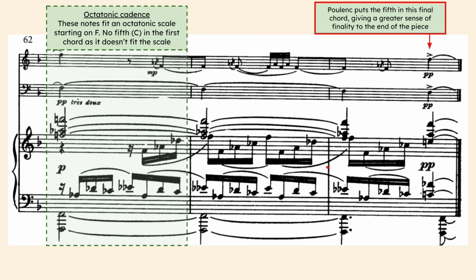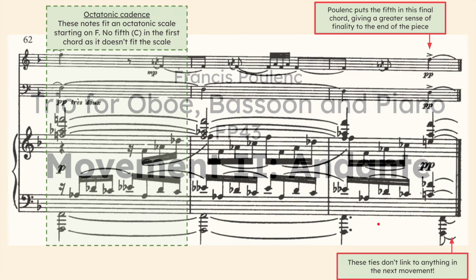The last odd thing to mention here are the time markings at the very end. You can just see them down here. They don't actually link to anything in the next movement. If you look at the first bar of the rondo, it starts on a D flat chord. There's no real explanation given to why Poulenc included these markings. And that's the analysis done.